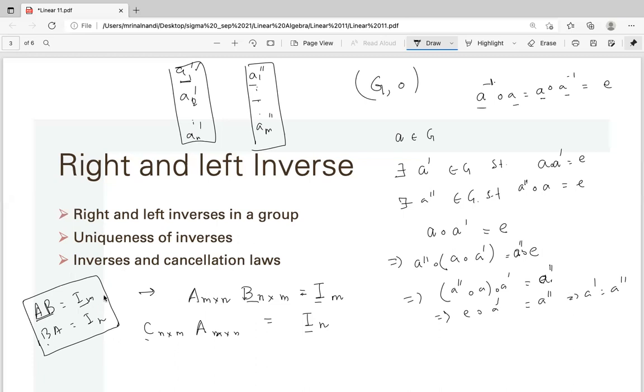The question is whether, if AB equals IM and BA equals IN, there are two questions. Is M equal to N? If M equals N, then B is obviously the inverse. Then we say if left and right inverse both exist, in that case A must be a square matrix, and that left or right inverse is the inverse of the matrix.